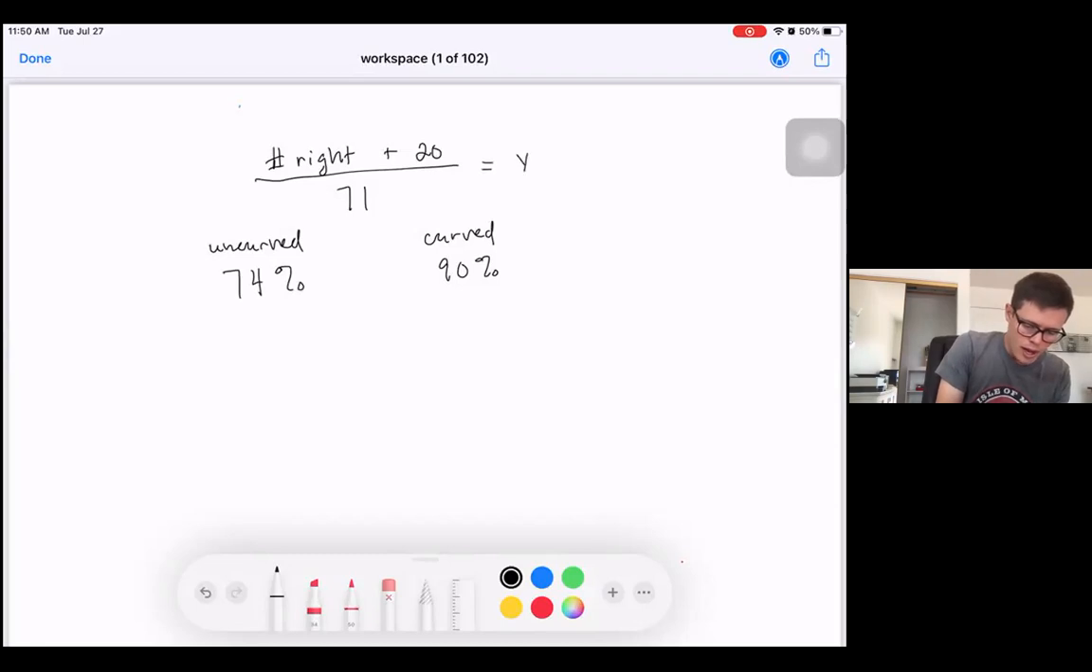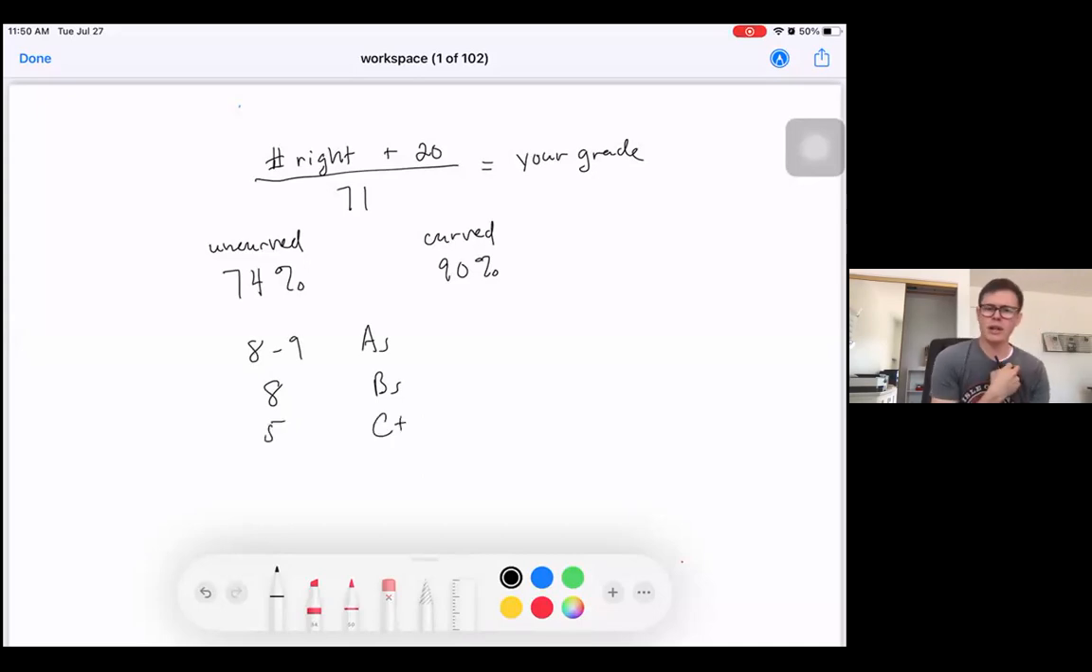Equals your grade. So I think there were like 8 or 9 A's. I think there were 8 B's. And what does that leave? I think there were like 5 C pluses. There wasn't a low C. It was all kind of high C's, 76 and above. Most of them were like 78, 79.